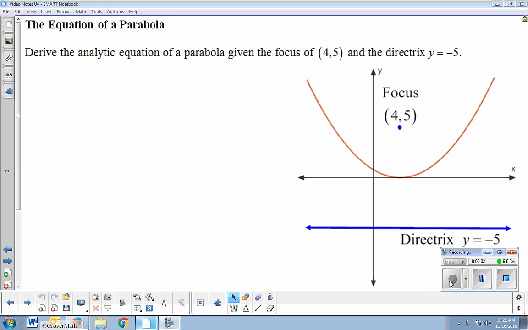Algebra 2, Common Core. Deriving the equation of a parabola given a focus and directrix.